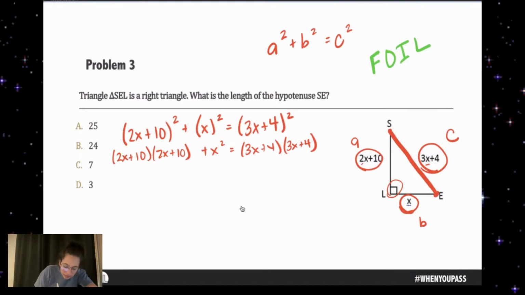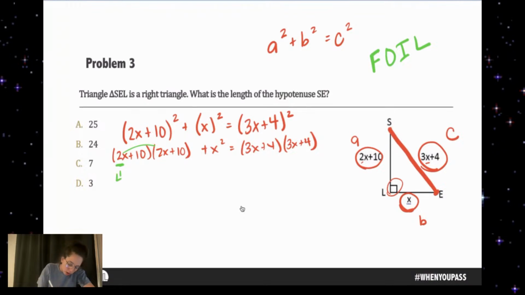I like to take the 2x and distribute it, and then I like to take the 10 and distribute it. So 2x times 2x is 4x squared. 2x times 10 is 20x. 10 times 2x is 20x. And 10 times 10 is 100.